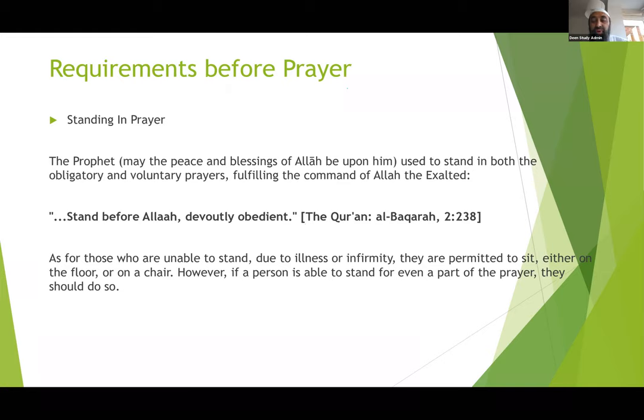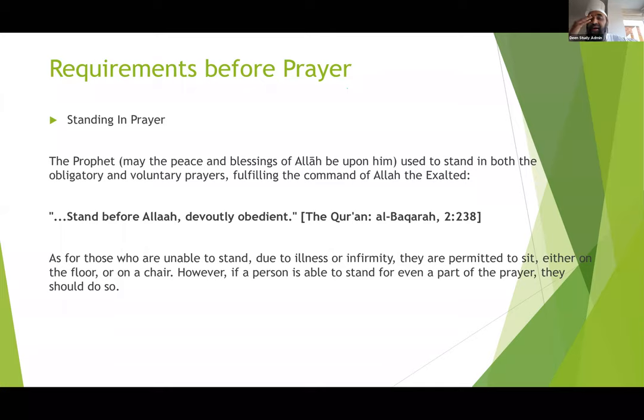But if you can't stand up for whatever reason, you've got an injury or you're ill, or sometimes people are very old, then you are allowed to sit down. Even if things are that bad, you can lie down, but pray you must. In the first instance, standing; if not standing, then sitting; and if not sitting, then lying down.